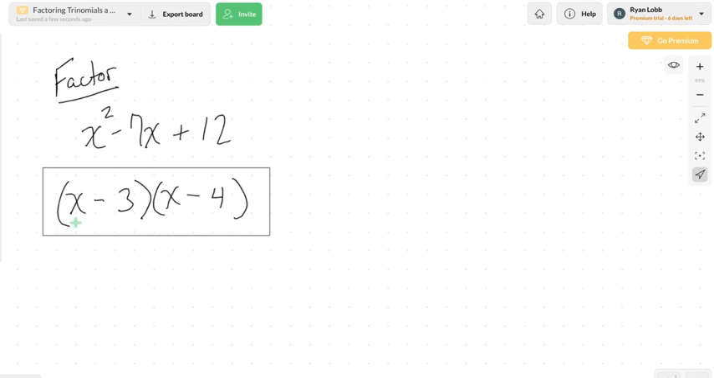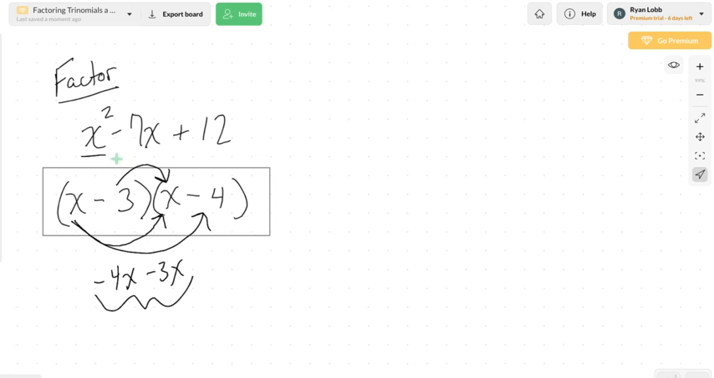You can always check your answer easily if you just multiply back together. x times x, x squared. x times negative 4, negative 4x. If I distribute negative 3 times x, I get minus 3x. If I combine these, what do I get? Negative 7x. Good. And then negative 3 times negative 4, positive 12. Check my answer that way, just always multiplying back together. So that's those two scenarios where we have a plus at the end, plus 12, plus constant, signs are the same. You look here.